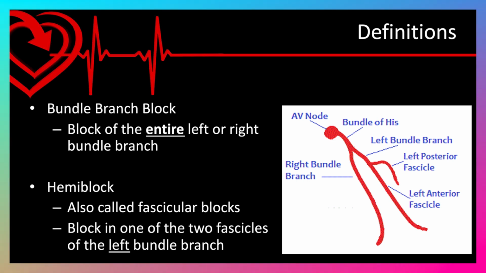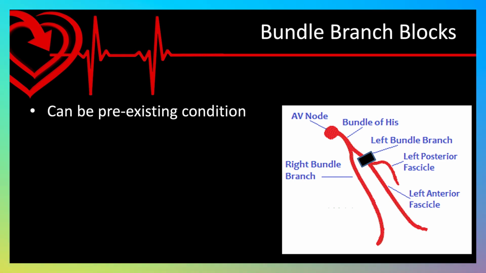When you hear the term hemiblock, or also called a fascicular block, that means we're just talking about a blockage of the left branch and specifically downstream from that bifurcation. So we're talking about a block of the posterior or a block of the anterior, or theoretically you could have blockages in both. A left bundle branch block might be a pre-existing condition in any patient that you're seeing, but it also can be caused by acute coronary syndromes.